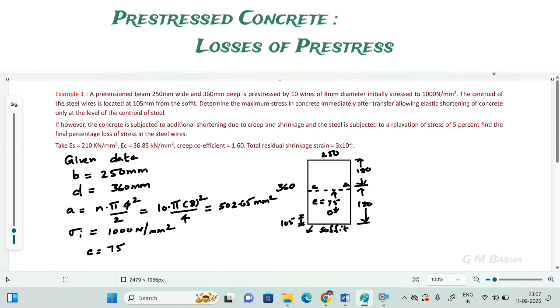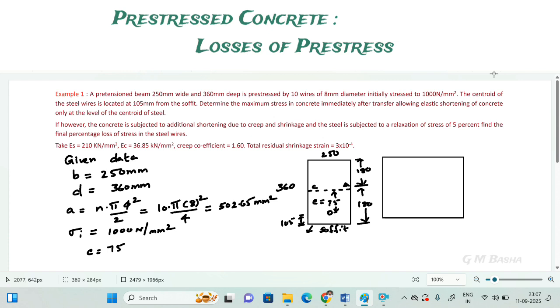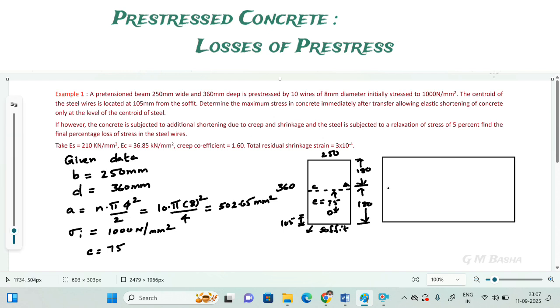If you take the full view of the beam, like an elevation, the centroidal axis will be this one and the tendons will be placed exactly here like this. This is how it will appear. It is better to draw the diagram for your convenience.